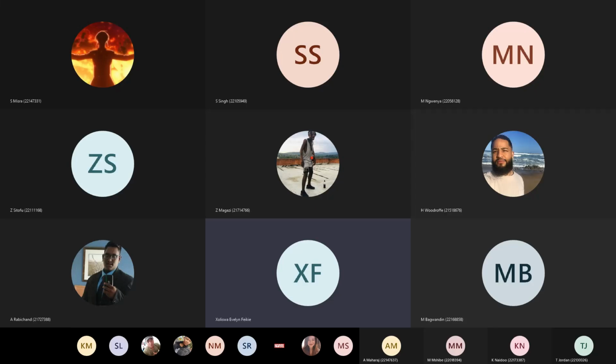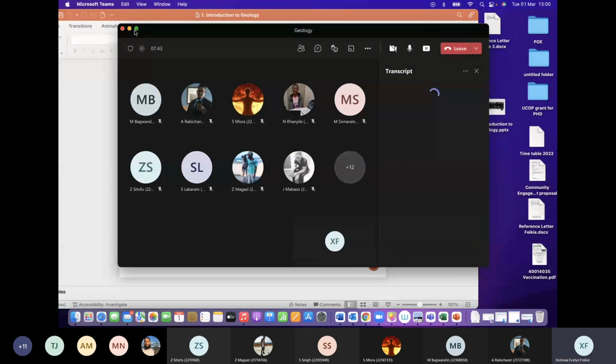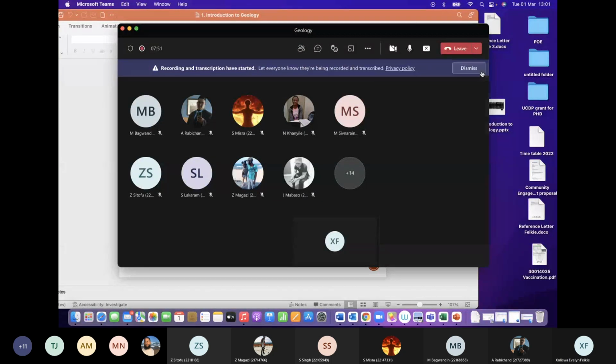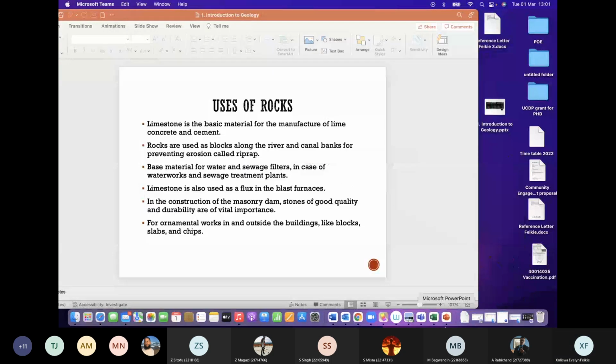You do see the screen, right? The shared screen, please confirm. May you please confirm if you can see my screen? Yes, we can. Okay.